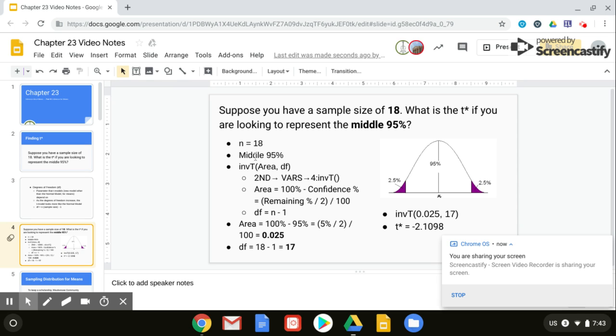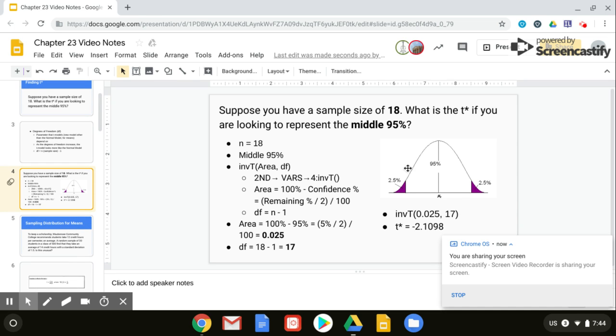In order to find the area that you need for the inverse t, you take 100% minus the confidence level, which in this case is 95%, so you would be left with 5% as the area. And then you find the degrees of freedom. Like stated before, the sample size in this problem is 18, so 18 minus 1 is 17. So that would leave you with inverse t of 0.025 and 17, with a t-score of negative 2.1098.